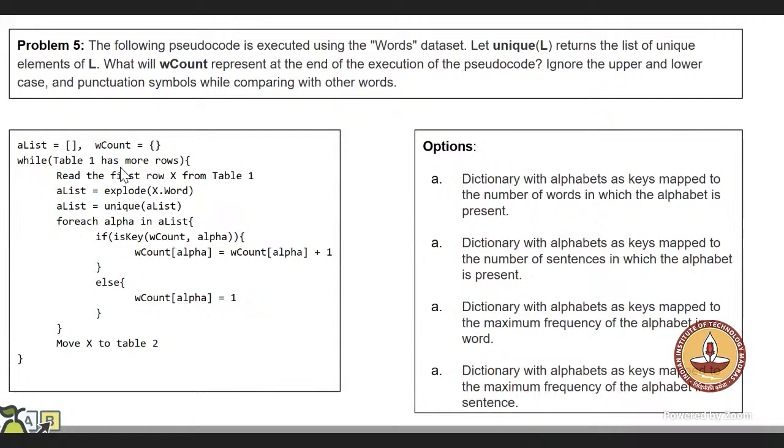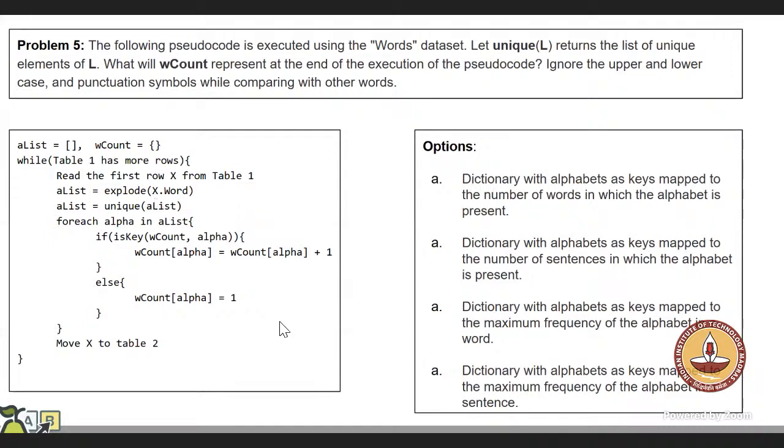While table 1 has more rows, we are iterating over this words dataset. Reading the first row, A list equals explode of X dot word. What will the explode method return? It will return a list of the alphabets of that particular word. Yes, a list of alphabets.